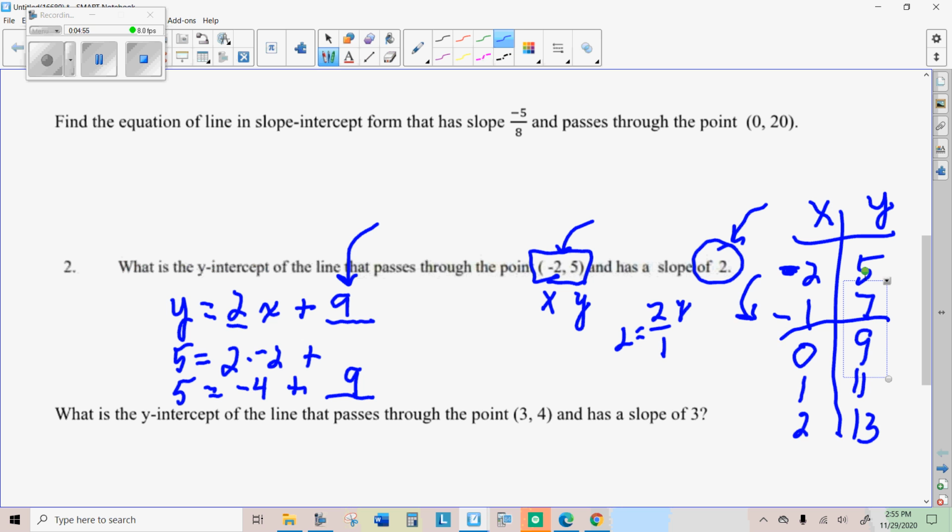Well, when you do that, you can eventually get to 0, which would be your y-intercept. So it's 9. All right.